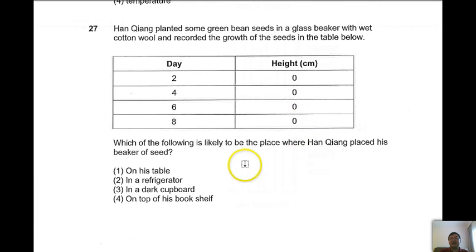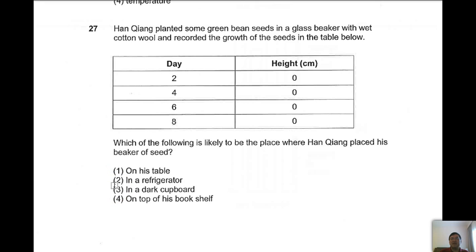Why? Which of the following could likely be the place where the beaker of seed has been placed? Where do you think it has been placed? The seeds are alive, real seeds, there is water, and probably the glass is there to allow light. Now something must have happened. Is it on a table? On a table, at the right temperature, it should grow.